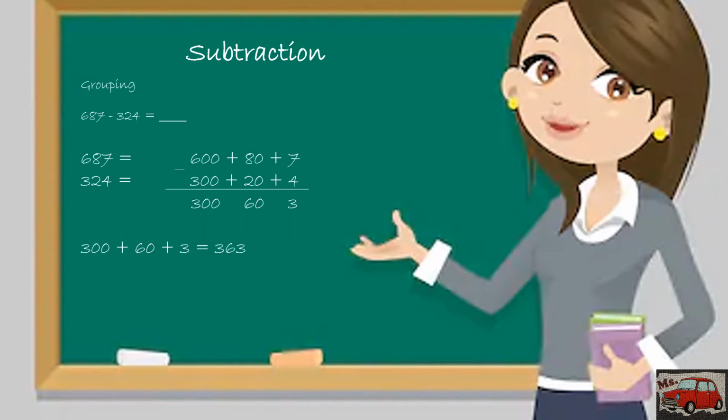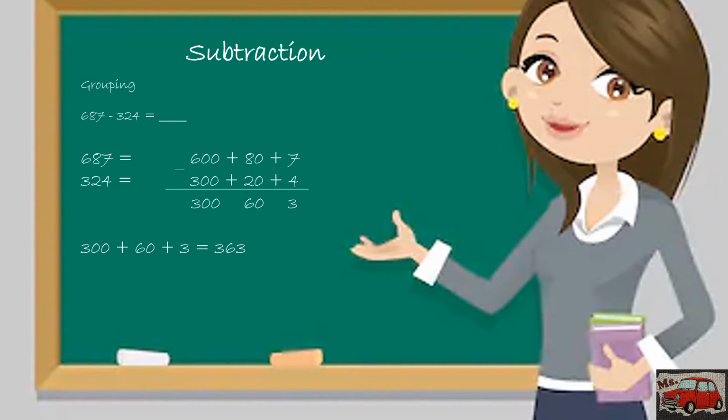Okay, let's do the subtraction by using the grouping. So, yung 687, magiging 680 and 7. Yung 324, magiging 320 and 4. So, let's subtract it based dun sa place value.